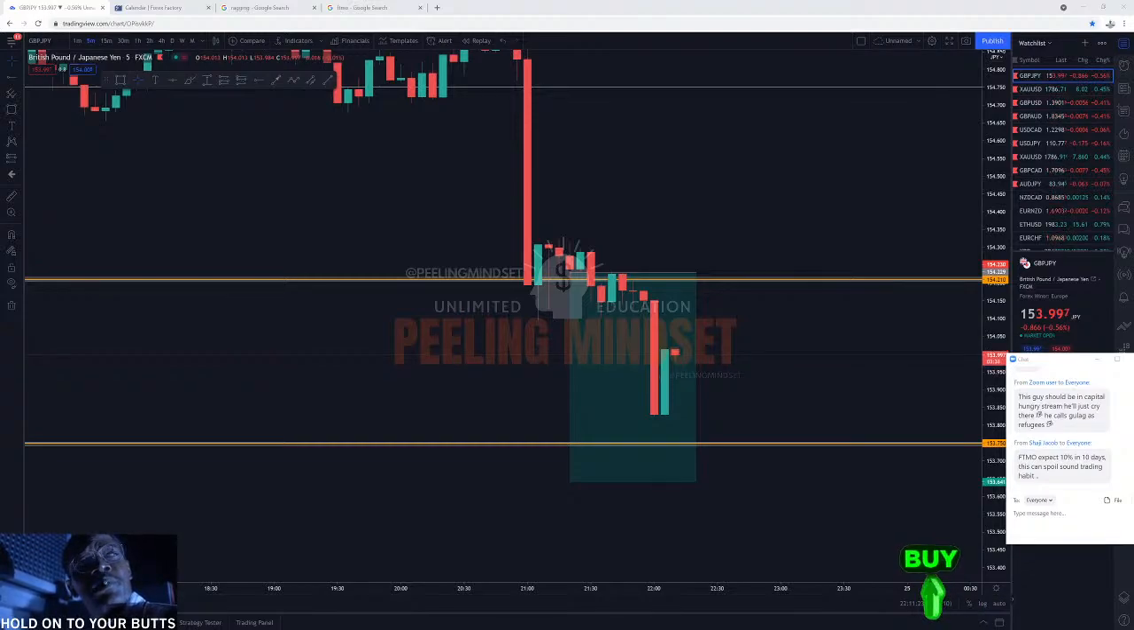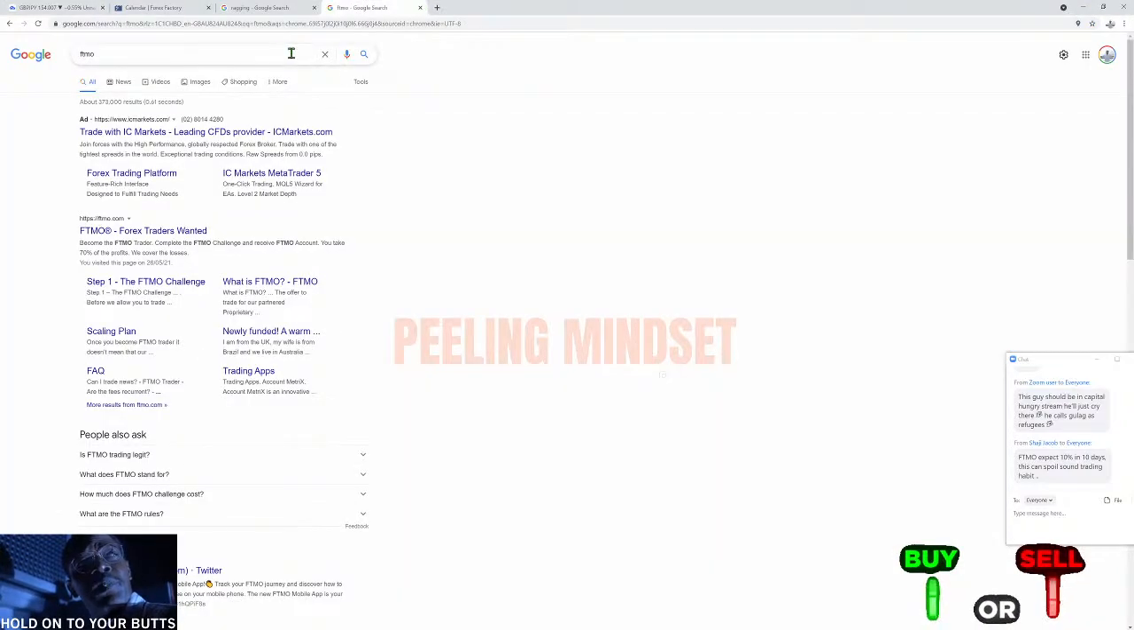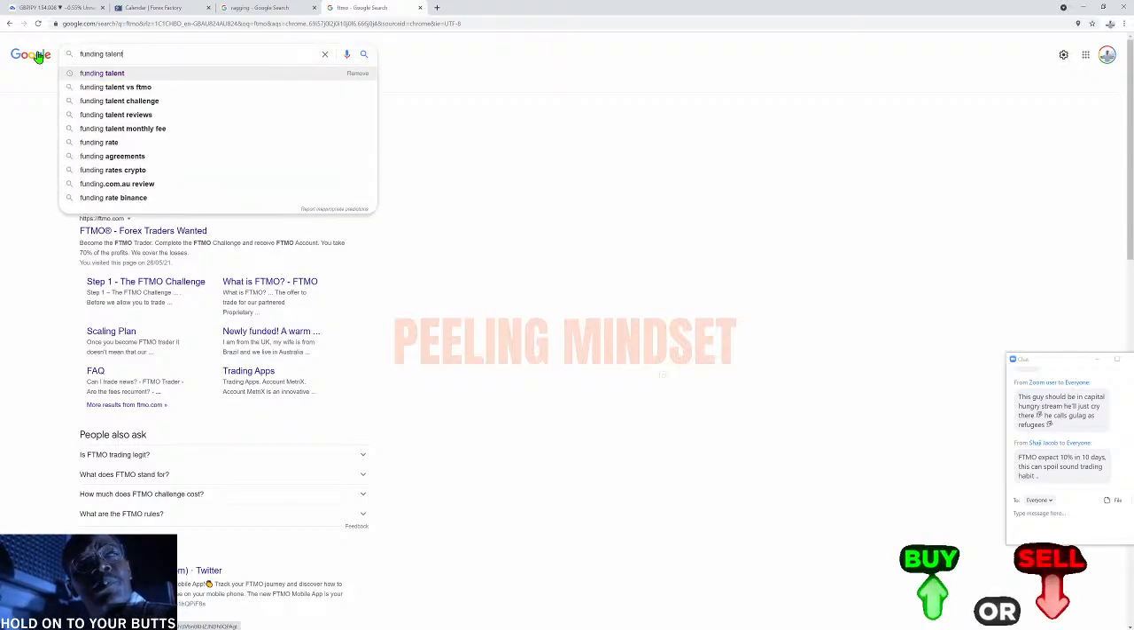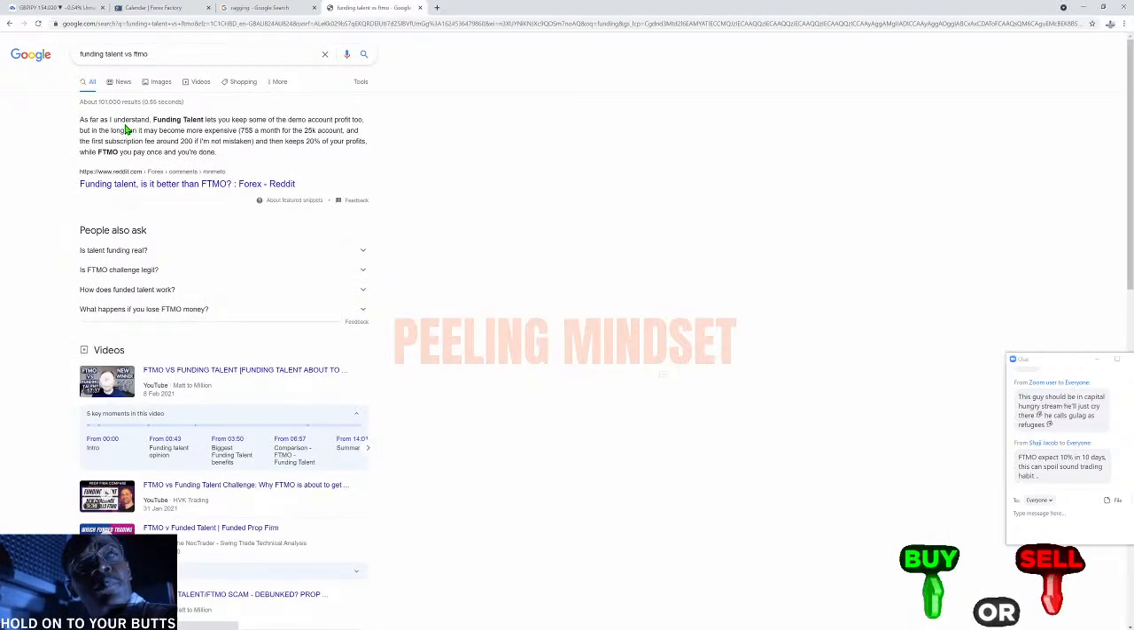Jackie Yem says, I think funding talent is better than FTMO. Oh, okay. I've actually heard a lot of people working with funding talent. But what's the difference between FTMO and funding talent? All right, so you keep some of the demo account profit too, but in the long run it may become more expensive. $75 a month, and a subscription fee around that, if I'm not mistaken. Interesting.